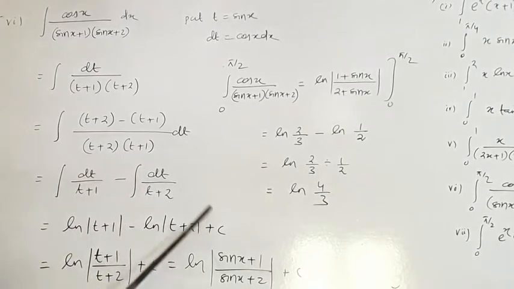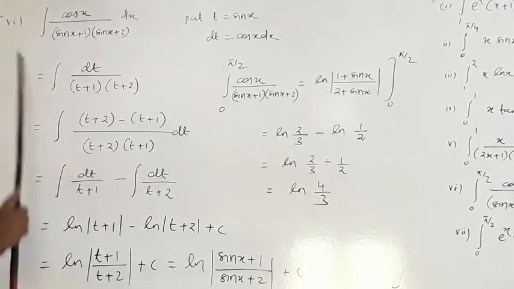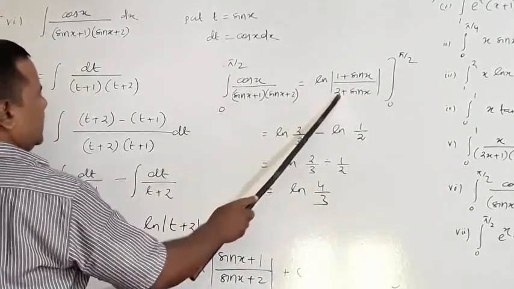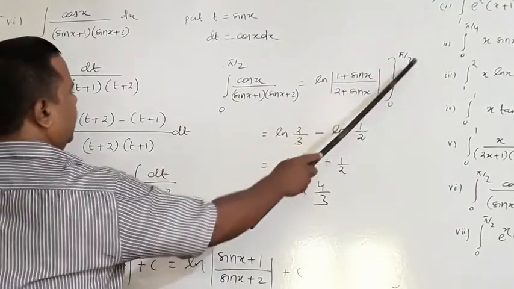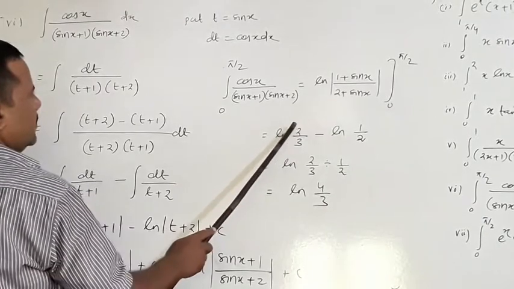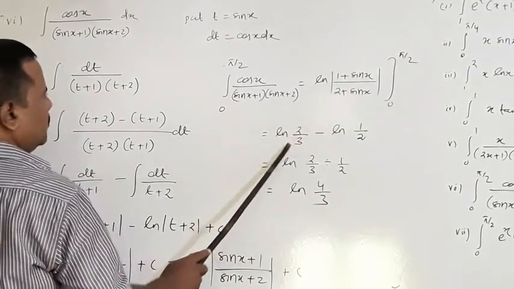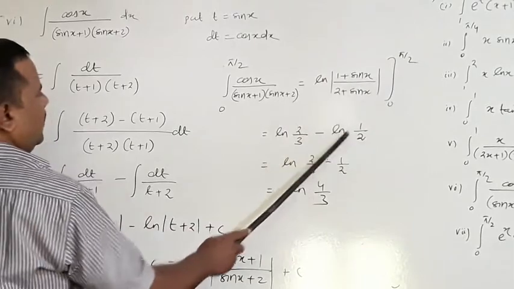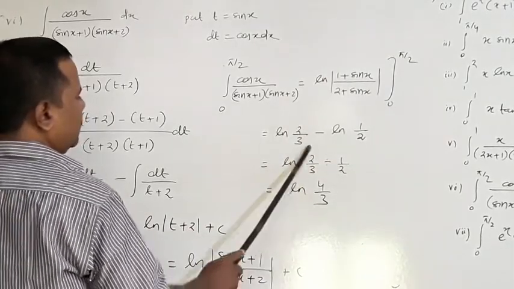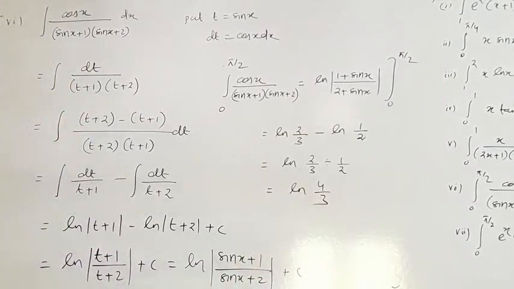ln this minus ln this, log a minus log b is log a by b. Then putting the value, sin x plus 1 by sin x plus 2. So its integration from 0 to pi by 2 is ln of 1 plus sin x by 2 plus sin x, from 0 to pi by 2. Putting the upper value, sin pi by 2 is 1, so 1 plus 1, 2 by 3, minus putting the lower limit, ln 1 by 2. So ln 2 by 3 divided by 1 by 2, ln 4 by 3 is the answer. Okay.